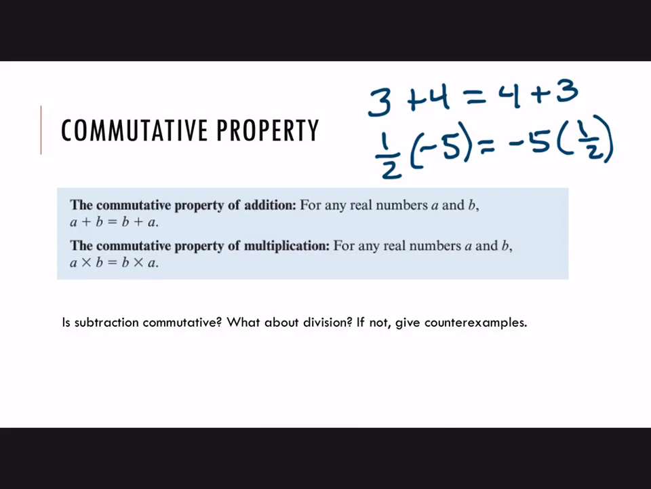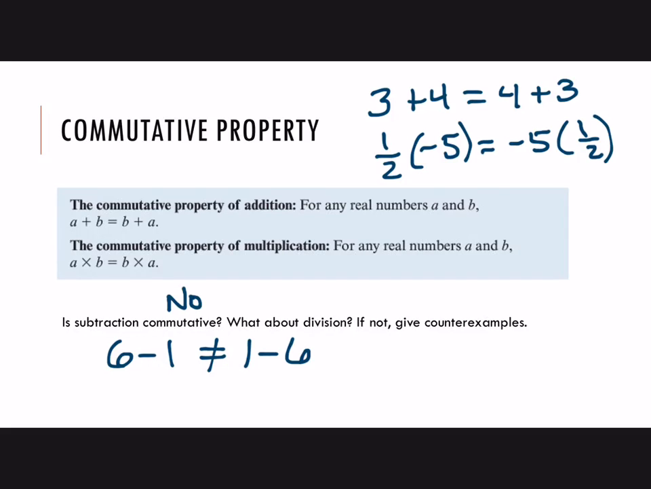Okay, how about subtraction? Is that commutative? If it is, then explain why. If not, give a counterexample. Alright, well, let's come up with a subtraction problem. 6 minus 1. And if the commutative property holds, if it's true for subtraction, then we should be able to switch the order of those two numbers and have that be a true answer. And that's not true, so subtraction is not commutative.